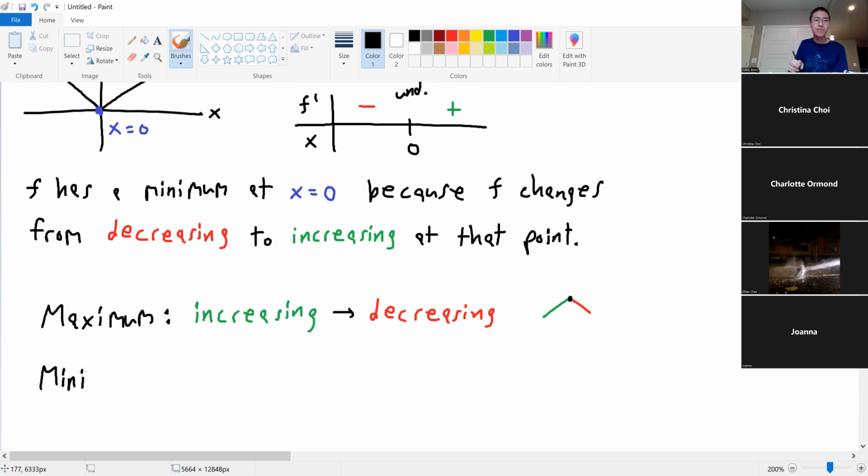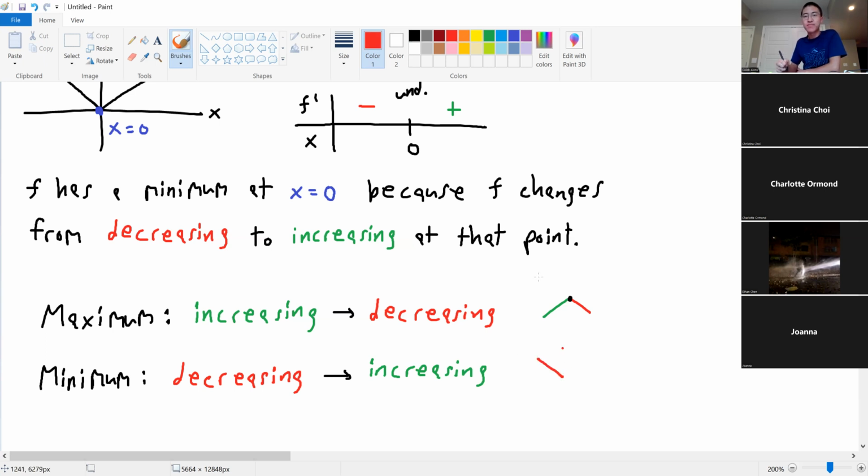And then the minimum, what do you think the minimum is going to be? Yes. A minimum occurs when the function changes from decreasing to increasing. And that we can see because the function goes from decreasing to increasing. Now, obviously, these little diagrams aren't supposed to be representative of how every single function is going to be. That's just more of a memory trick.